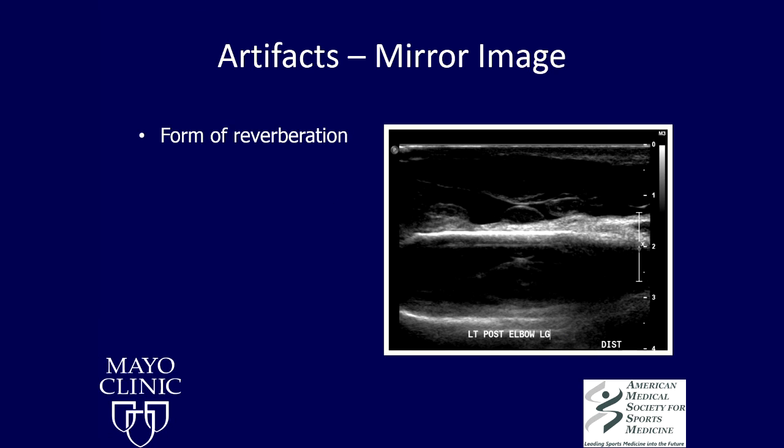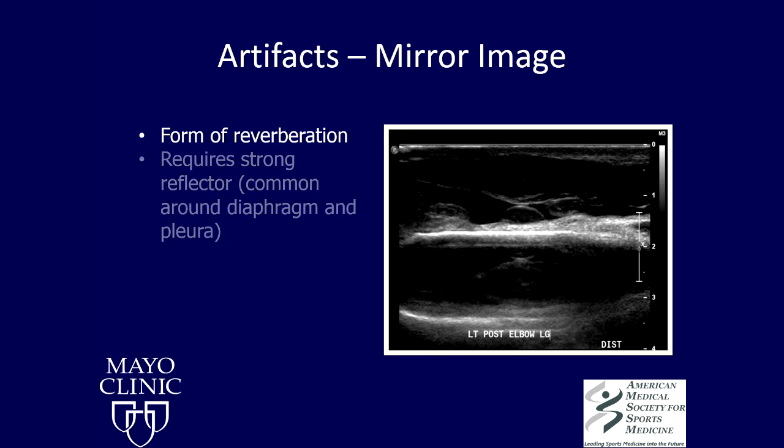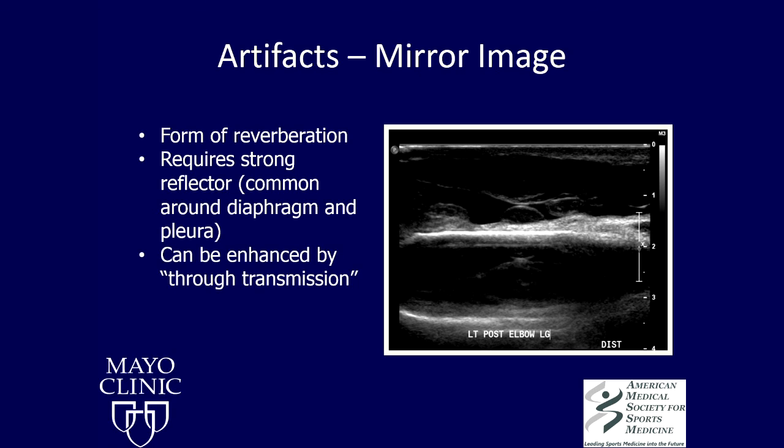Mirror image artifact is another form of a reverberation artifact where you essentially have the image up here and you end up with a mirror image exactly below it from that reverberation that I was talking about previously. This requires a strong reflector, so it's frequently seen around the diaphragm and pleura, and it can be enhanced through transmission.